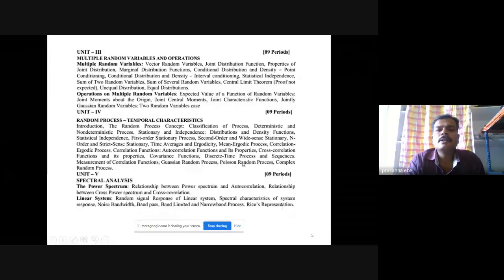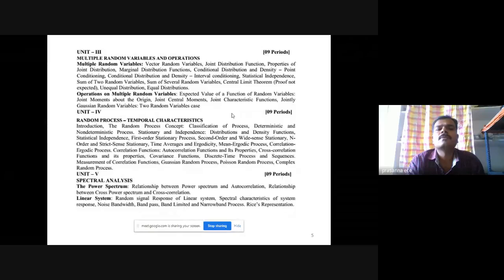So the third unit is just an extension of the second unit, where we studied a single random variable. Now this takes you to multiple random variables. Here two or more random variables are coupled, just as we can couple two or more events.